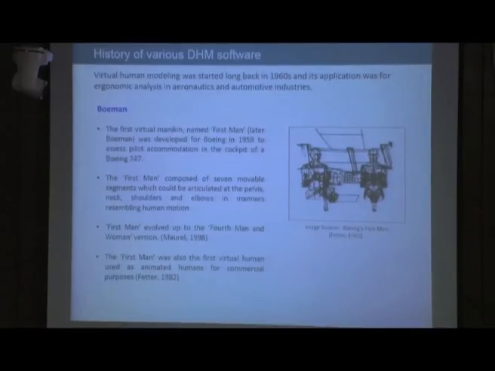The first virtual mannequin, named First Man and later on named Boeman, was developed by Boeing Corporation, USA in 1959 to assess pilot accommodation in the cockpit of a Boeing 747 aircraft. The First Man was composed of 7 movable segments which could be articulated at the pelvis, neck, shoulder and elbow in ways resembling human motion. It evolved up to the 4th generation, that is the 4th man and woman version, as found from information provided by Model 1998. It was also the first virtual human used as an animated human for commercial purposes. This is one image from that software.